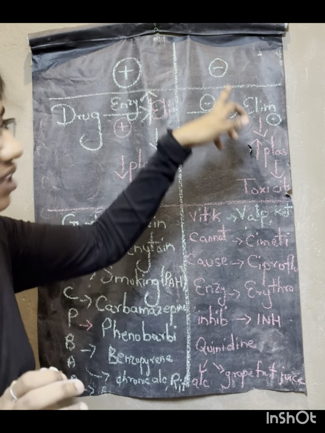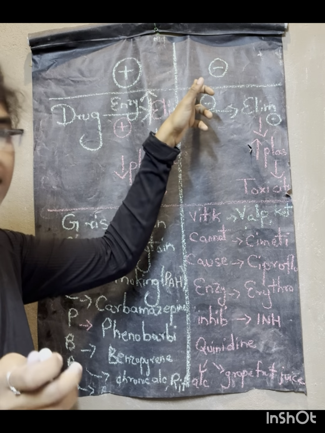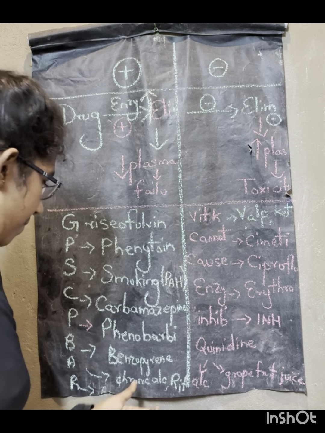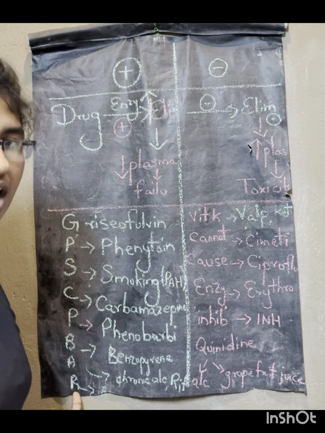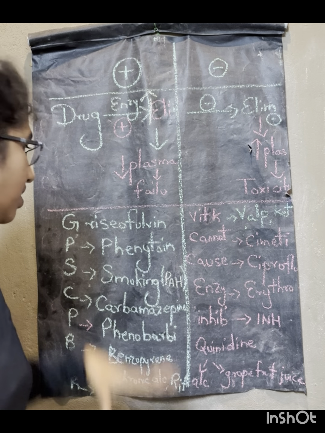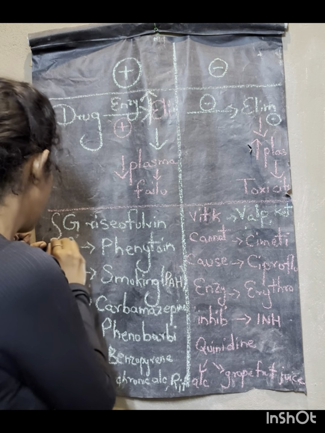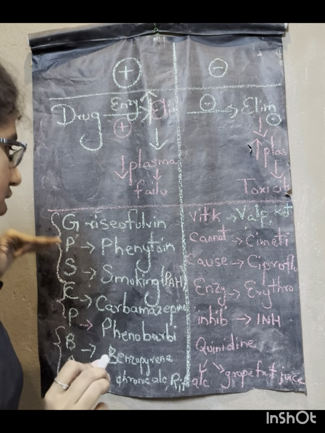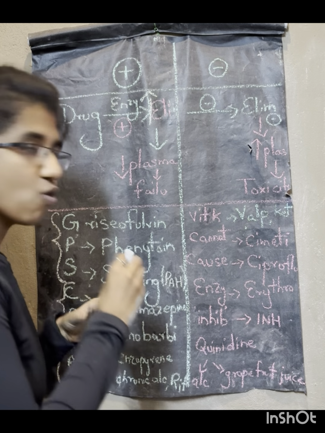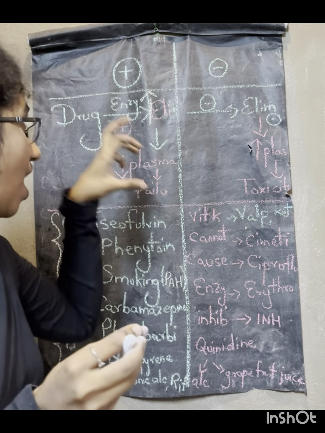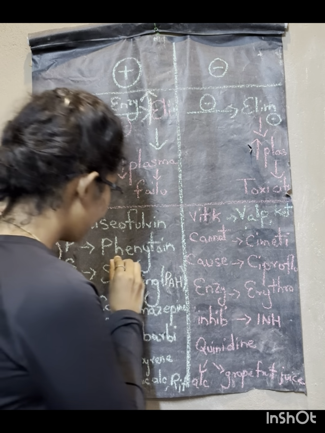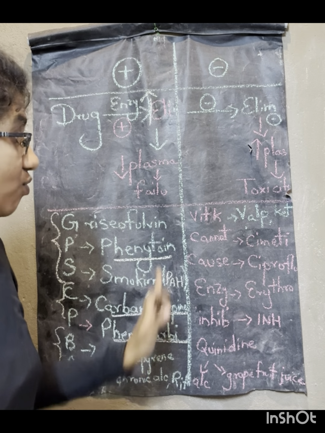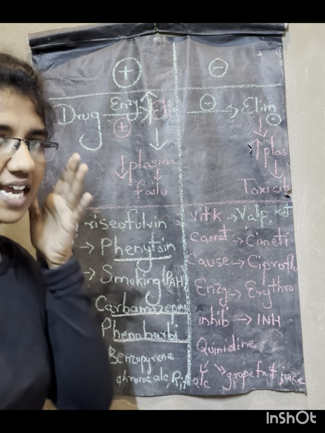A is chronic alcoholism. See, because acute alcoholism inhibits the enzyme. Chronic, so bar must be chronic alcohol, like that you can remember. Chronic alcohol, and R is rifampicin. So it's very important. So GPS cell phone bar. Okay, griseofulvin, phenytoin, smoking. So you can remember most of the anti-epileptic drugs are enzyme inducers. For example, phenytoin, carbamazepine, phenobarbital, like that. Except valproate, which will come under enzyme inhibitor.